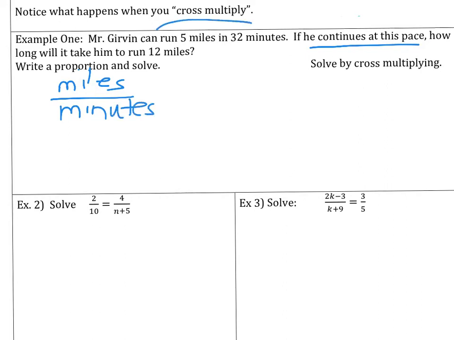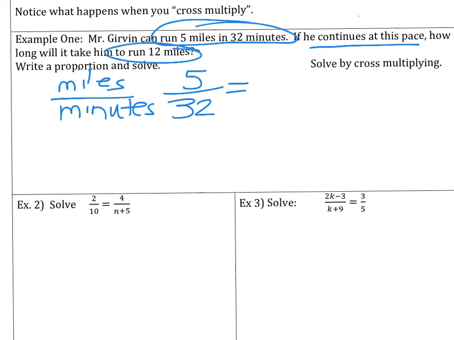So what we're given is this first ratio here. For every 5 miles he runs, it takes 32 minutes. Then it says, how long will it take him to run 12 miles? We don't know how long, how many minutes, so that's going to have to go in the denominator. We know that he's traveling 12 miles. So if I start with miles in the numerator, I need to keep miles in the numerator over here. Once you have your proportion set up, then you're ready to solve by cross multiplying.